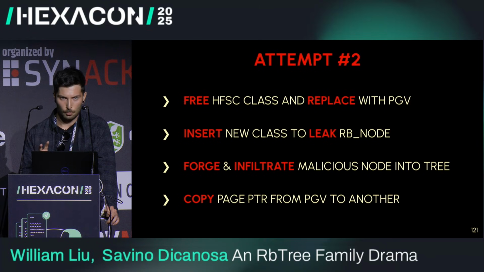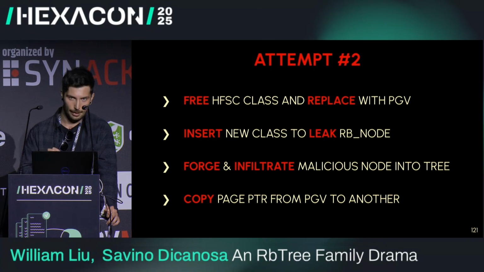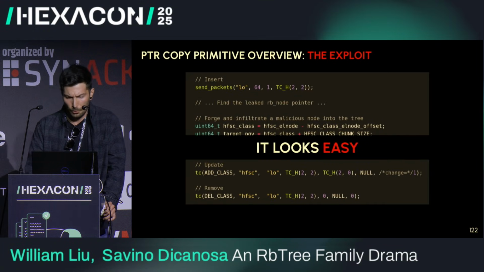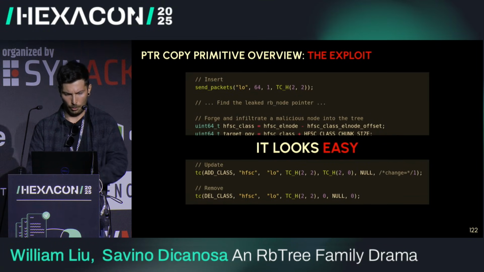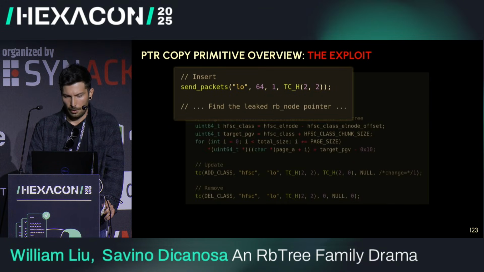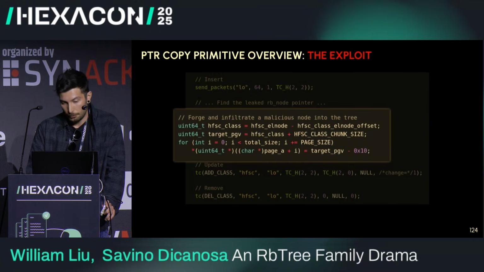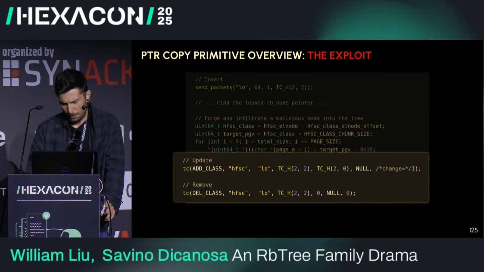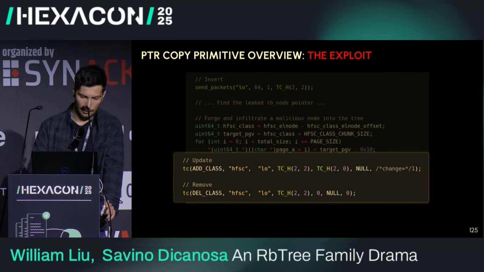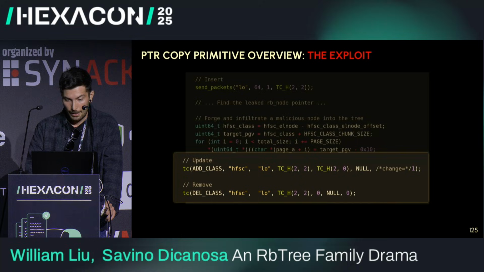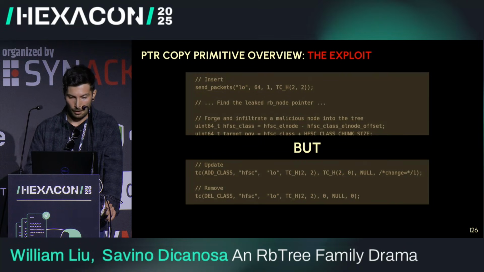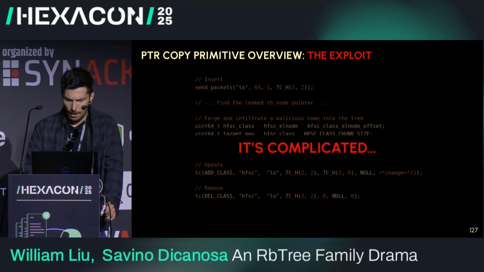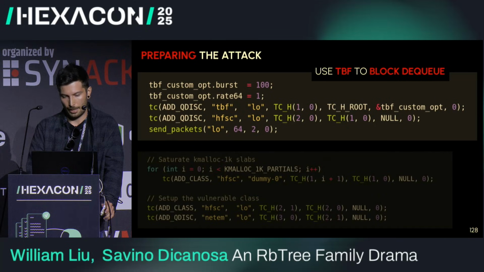And then we want to trigger 2 more kernel tree transformations to copy a page pointer from a page vector to another. Now, if you look at the exploit source code, all this looks very, very easy, because we only need to insert a new node into the tree, forge and infiltrate a malicious node, and then we only need 2 transformations to actually trigger the pointer copy primitive. The problem is that to understand why it works, we need to look into the kernel rbtree implementation. And this is a bit complicated. So let's just take a step back and analyze the exploit.